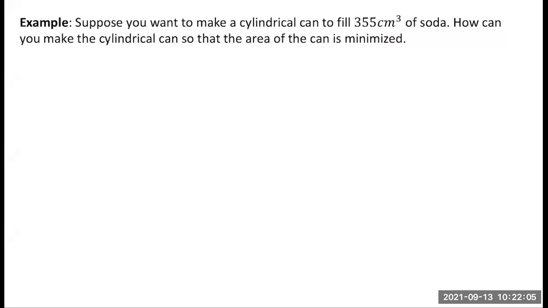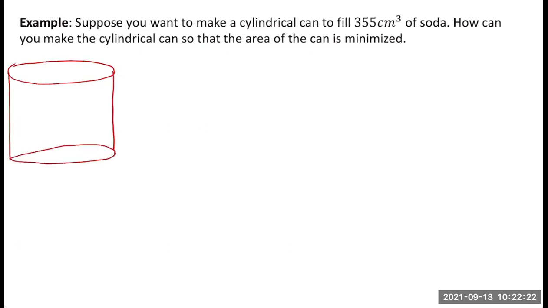So how do you minimize the area of the can so that the volume of the can is fixed at this number? First of all, a picture would help us understand what's going on. Let's take the height of the cylindrical can to be h and the radius of the can to be r. Then can we write a formula for the area? That's what we want to minimize, pardon me.